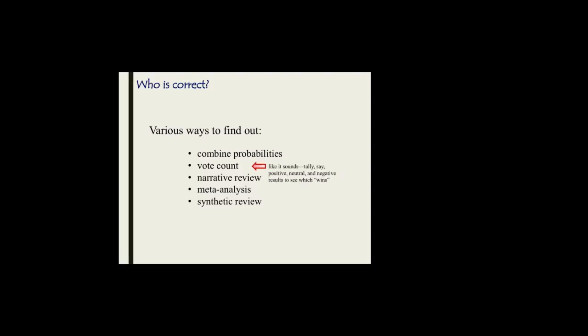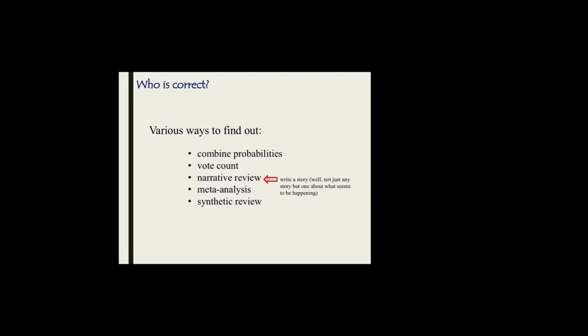Vote counting is particularly popular. It is like it sounds. You basically tally, in this case, say, positive, neutral, and negative results to see which one wins. So in the example I presented, we might say, well, more people found yes than no, so we're going to conclude that that's the answer. There are all kinds of problems with this particular simple technique, but it is super simple. You could do a narrative review, which basically means you write a story. And obviously it's not just any story.